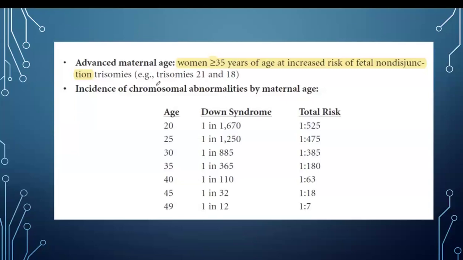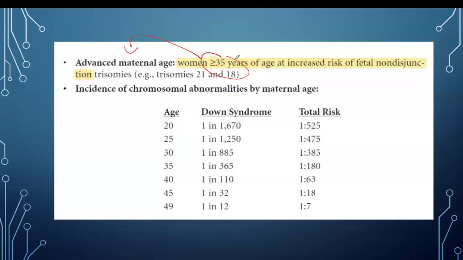Starting with high-risk pregnancy. There are lots of pregnancies which are high risk, and one of the most important ones is advanced maternal age. And who is advanced maternal age? Any woman more than 35 years, if they are pregnant, they are called advanced maternal age. And why is it high risk?